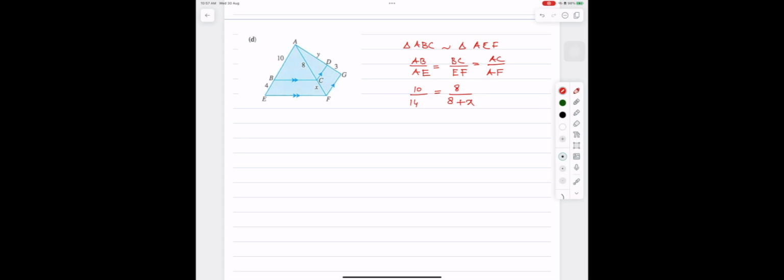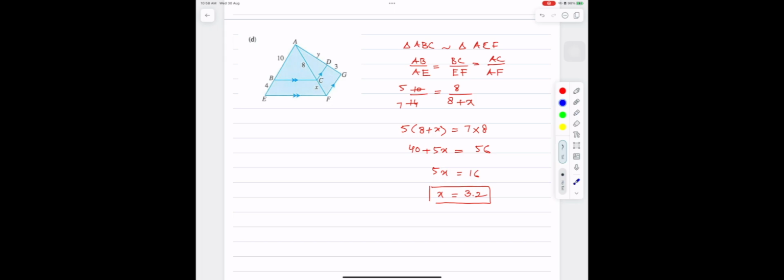Again, you can do cross multiplication, or first you can simplify this fraction, and then you can do cross multiplication. So 5 into 8 plus x is equal to 7 into 8. If you open the parenthesis, this will be 40 plus 5x, which is equal to 56. Now you can subtract 40 from both sides, and 5x is equal to 16. Now you can divide 16 by 5, and that is 3.2. That is the value of x.